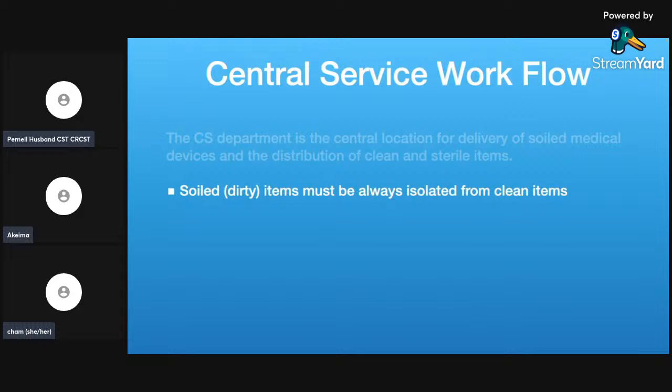Does that make sense? When you think of central services or sterile processing, you think surgical instruments, surgical equipment, and supplies, not floors, not walls, not mops, not rags. Critically important that the distinction is very clear. We take care of things that surgeons are using to work on patients.